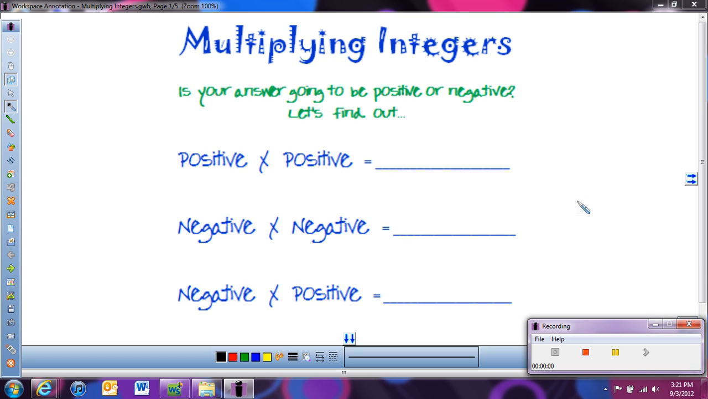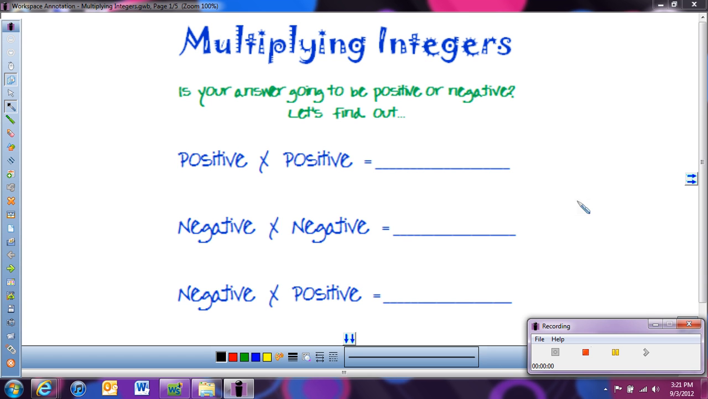And the nice part about multiplying integers is that we're really going to just find our answer by multiplying the two numbers together and ignoring the negative and positive signs to start with. And once we've found what that product is, then we're going to look at our positive and negative signs to figure out, is our answer going to be positive or negative?